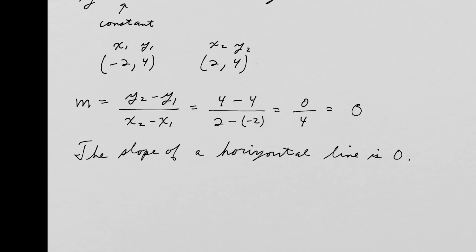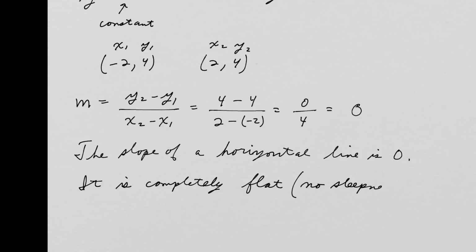Now, that makes sense, right? Because remember, the slope represents the steepness of the line. So if something is completely flat, if it's horizontal, it has no steepness. So it makes sense that the slope should give you a value of 0. A horizontal line is completely flat, which means that there's no steepness to it. So it fits in with the fact that the slope is a measure of the steepness.